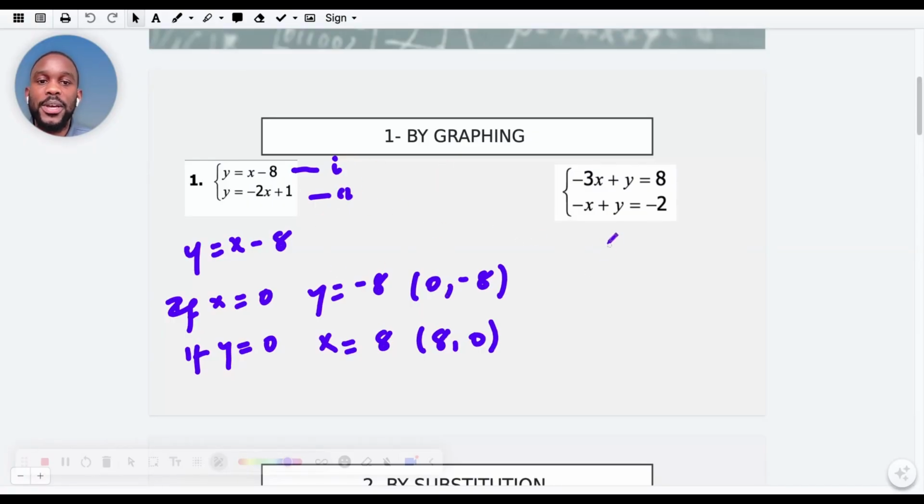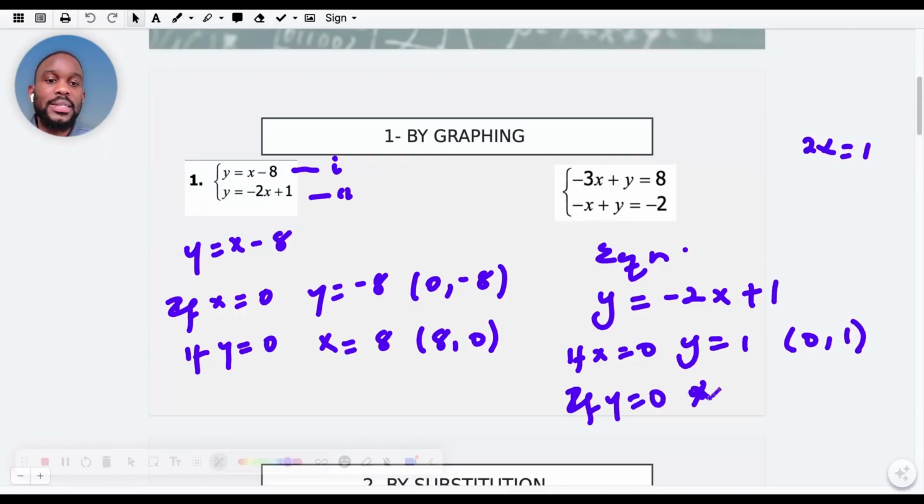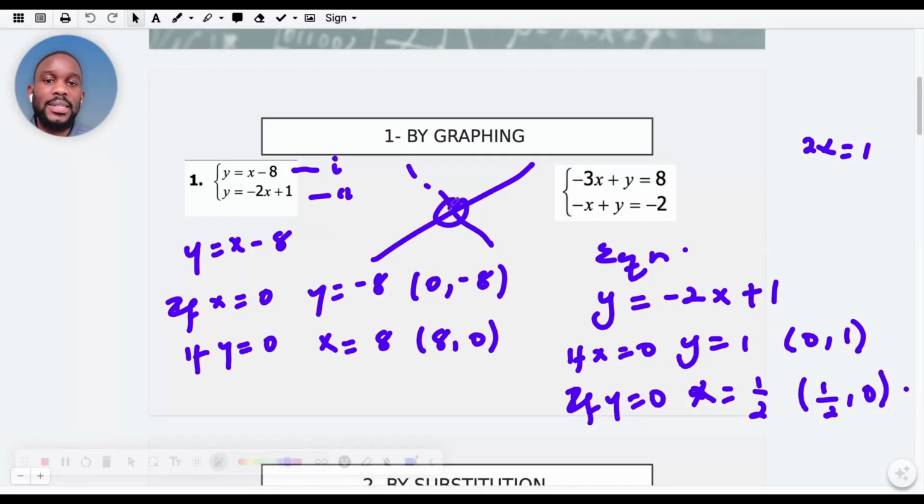I'll do the same for equation 2. Equation 2 is y is equal to negative 2x plus 1. If x is equal to 0, y will be equal to 1. So we have the first point, 0, 1. If y is equal to 0, x will be equal to a half, so the point is a half, 0. So now I have 2 points for line 1, 2 points for line 2. I would plot them, right? And where they intersect, that's my point of interest. So I'm going to show you that on a graph.